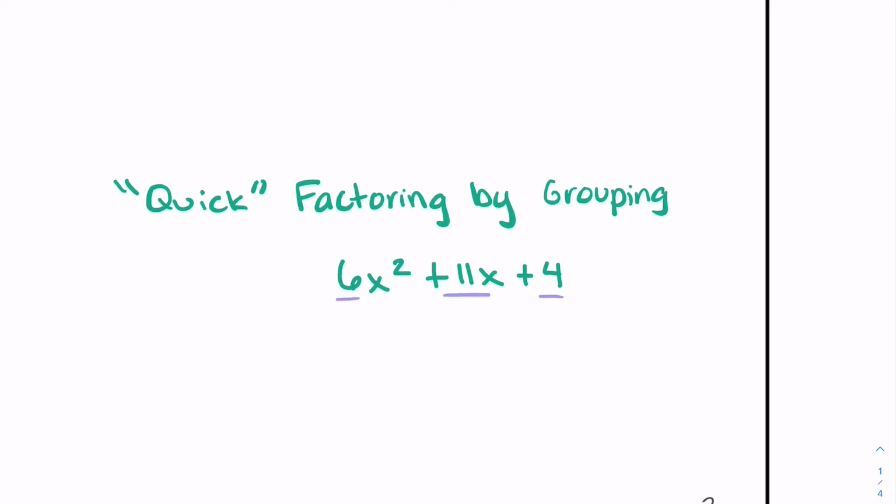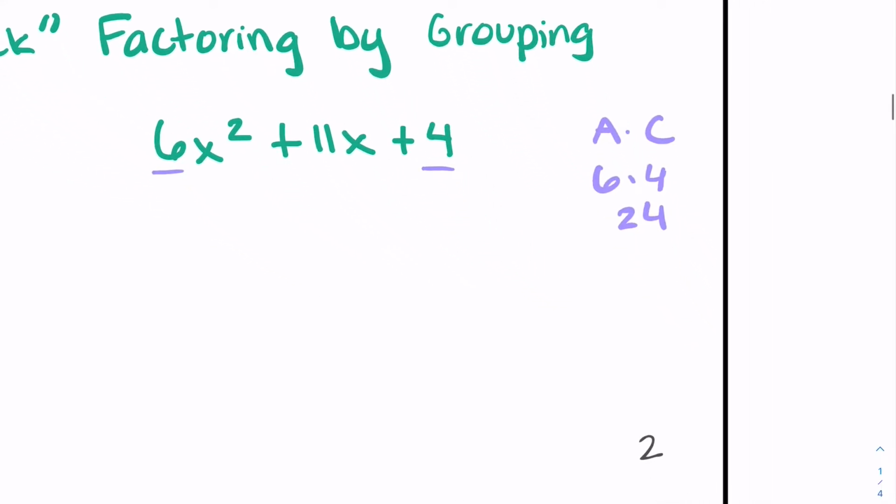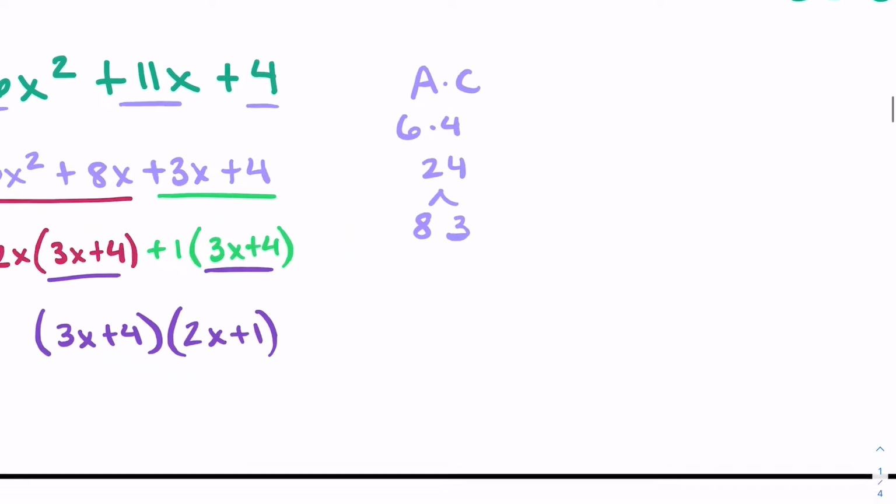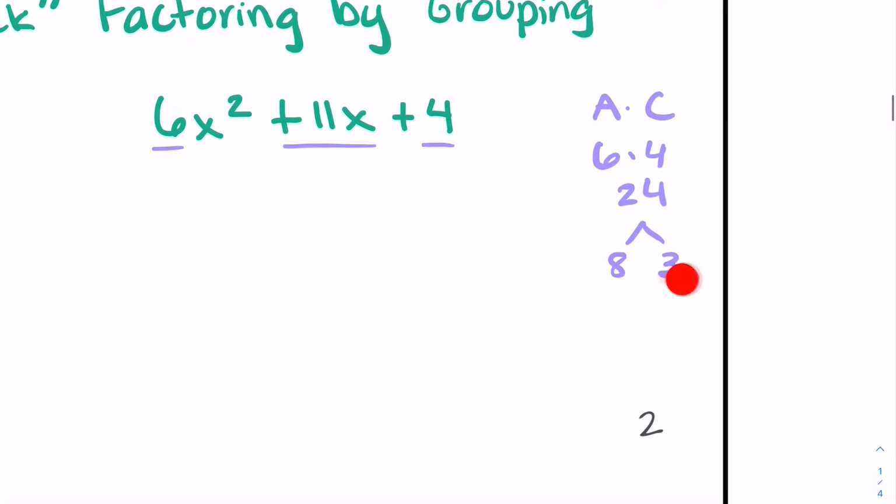You're going to do the same exact thing. You're going to do A times C. So A times C is going to be 6 times 4, which is 24. The difference, well, there's no difference. We're going to break it into 8 and 3, because 8 and 3 add up to the 11 that you're looking for. Here's the difference. Instead of breaking the 8 and 3 up this way and factoring again, that's quite a bit of work. You can do your factoring right here.